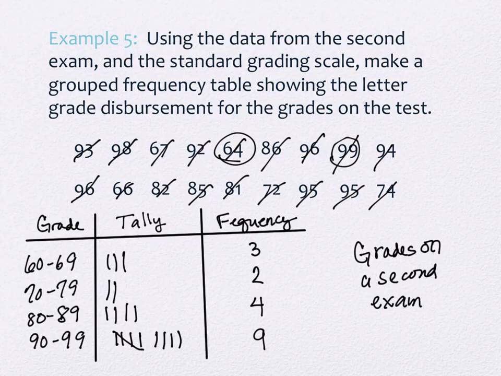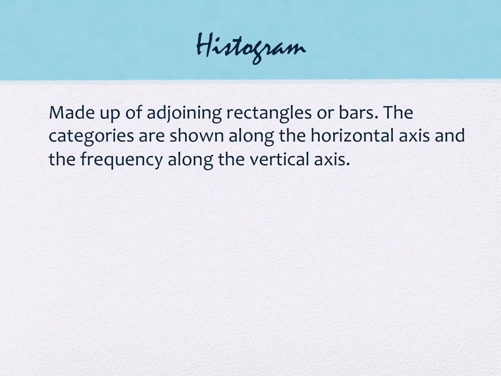Okay. I actually think we have time for histograms, so we're gonna do that. Okay, are we good with this? Okay, let's look at histogram. It's a pretty quick one. A histogram is made up of adjoining rectangles or bars. The categories are shown along the horizontal axis, and the frequency is along the vertical axis. So if you've already created a group frequency set, which we did for the data, it's actually just a visual, it's a picture of what that data represented.